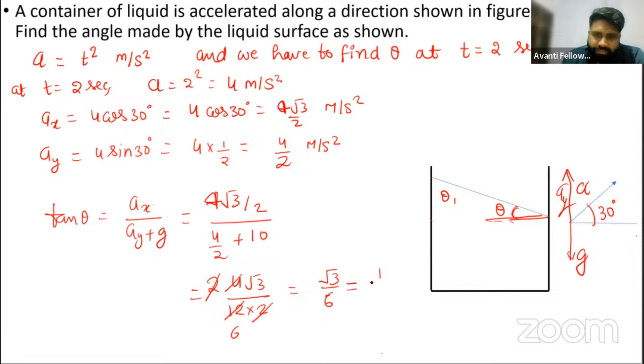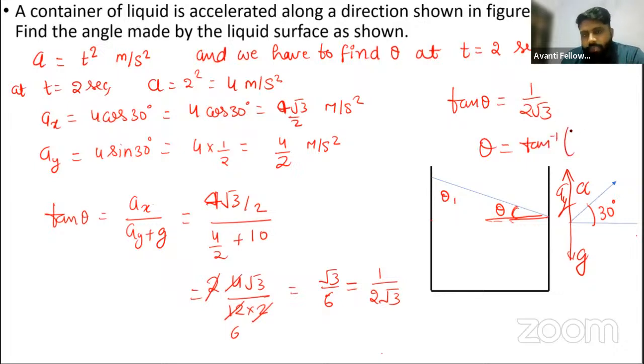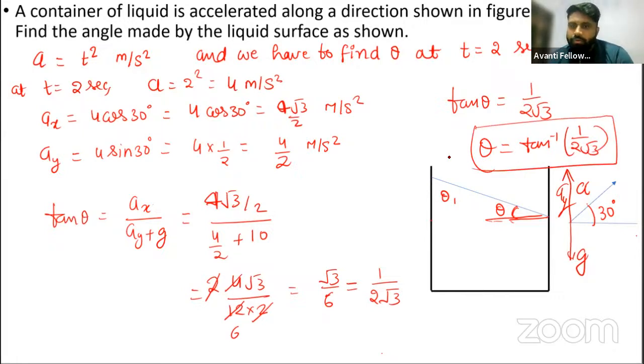So you can say it 1 upon 2 into root 3. So this is the value of tan theta. Tan theta here would be 1 upon 2 root 3, or theta is equals to tan inverse 1 upon 2 root 3. Okay. Any problem in this? Have you got the same answer? Yes or no?